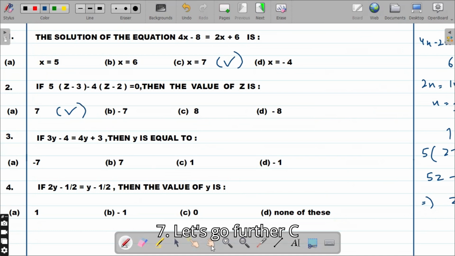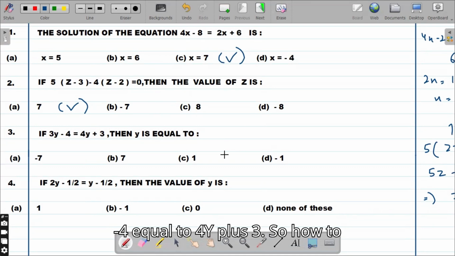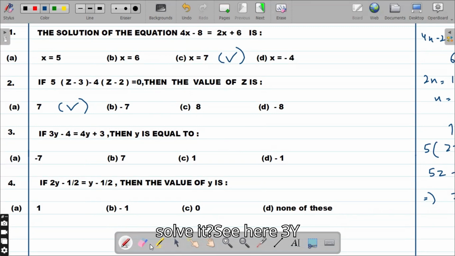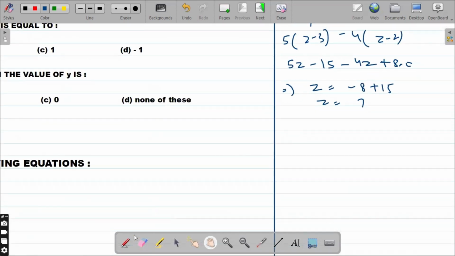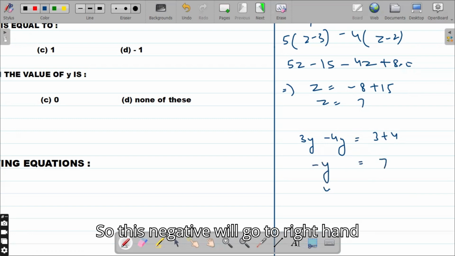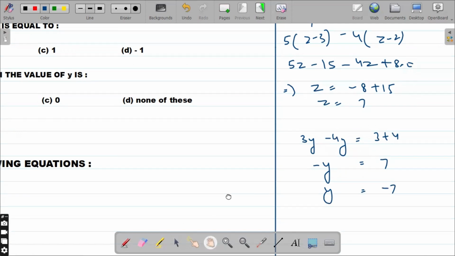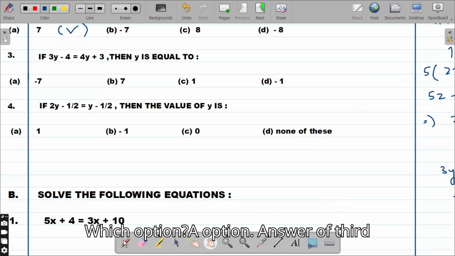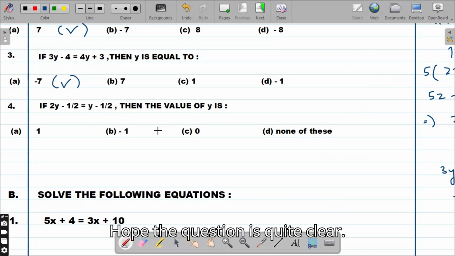Let's move further. C part. The third part is given as 3y minus 4 equal to 4y plus 3. So how to solve it? See here, 3y minus 4 and 4y plus 3. 3y minus 4y equal to 3 plus 4. That would be equal to minus y, that is 7. So this negative will go to the right hand side, minus 7. So the answer of the third part is which option? A option. The answer of the third part is A option, that is minus 7. Hope the question is quite clear.